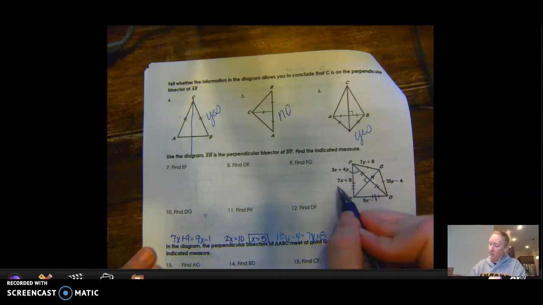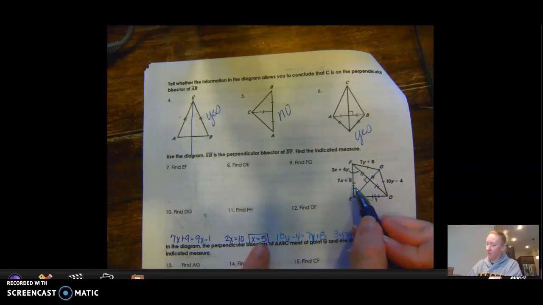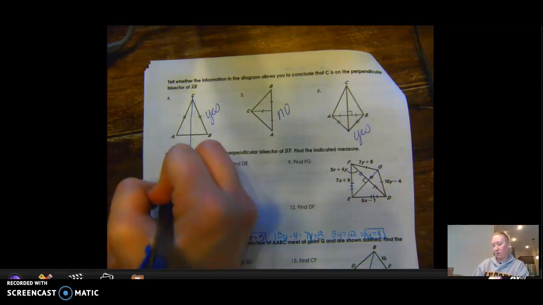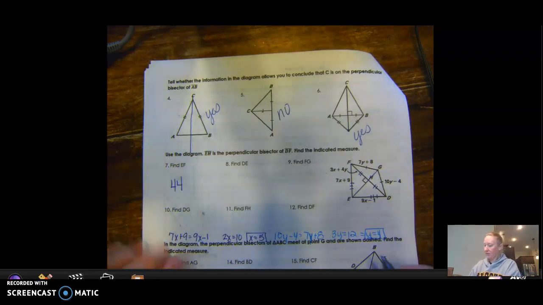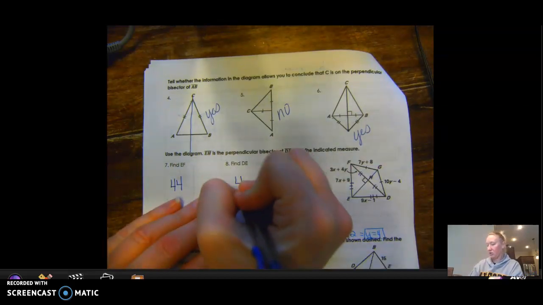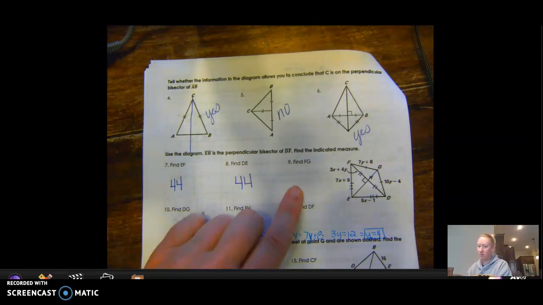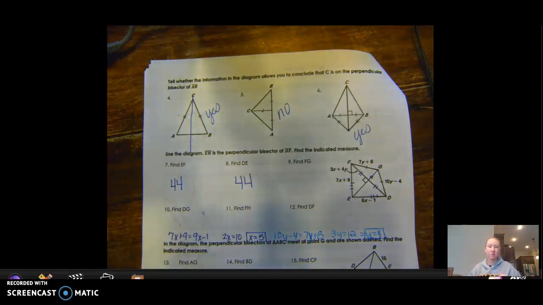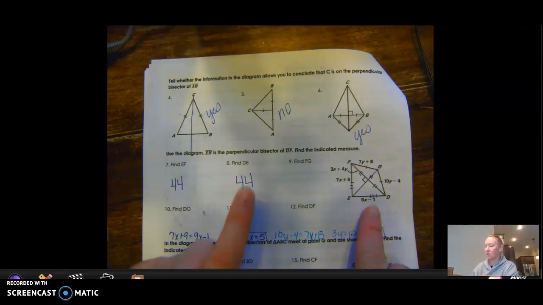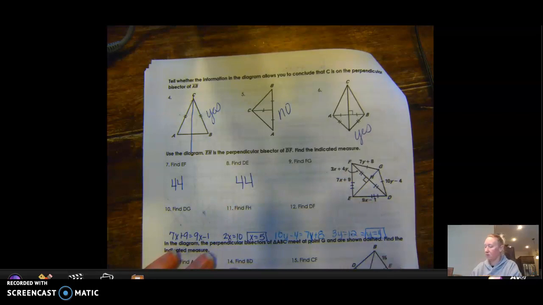So EF is 7X plus 9, so I'm going to plug in my 5. 7 times 5 is 35. 35 plus 9 would be 44. DE would have to be the same. You could plug it back in and make sure, but you don't have to. I would actually recommend on a homework assignment, test or quiz to plug it back in and make sure, because 5 times 9 is 45. 45 minus 1 does give me the 44, but those two things should be equal.